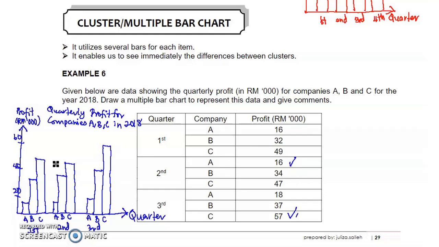Okay, you give brief comment again. You compare least, lowest, and highest. For example, we can see that based on the bar chart, company C recorded the highest profit during first, second, and third quarter. The highest profit was recorded during third quarter with profit of 57,000 ringgit. However, company A contribute the lowest profit, okay, during first and second quarter with profit of 16,000 ringgit. So enough, just brief comment for 1 mark.